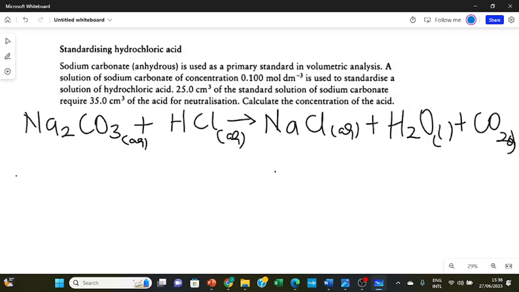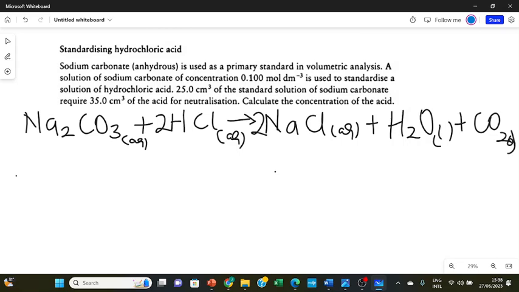So the next thing to do is to make sure that the equation is balanced. So let's balance the equation. Sodium is 2 here, so we'll put 2 here. Sodium is balanced. Chlorine is 2 here, chlorine is 1 here, so we'll put 2 here. Chlorine is balanced. Hydrogen is 2, hydrogen is 2. Oxygen is 3, oxygen is 1 plus 2, 3. Carbon is 1, carbon is 1. So the equation is balanced.